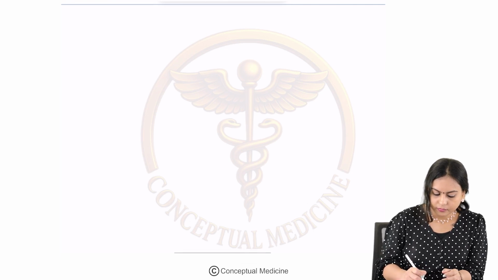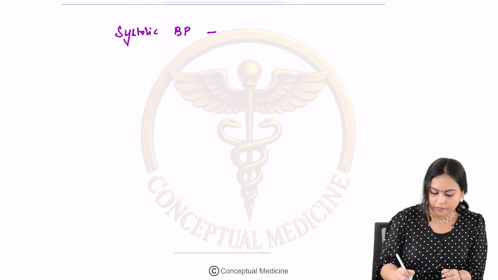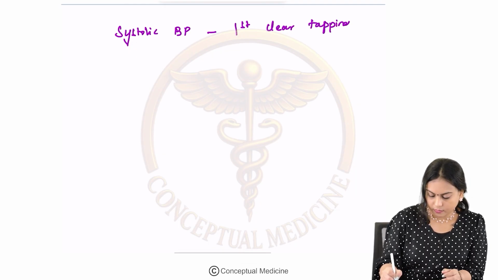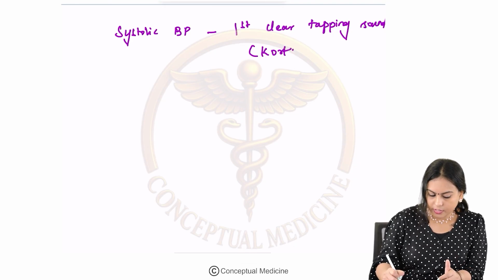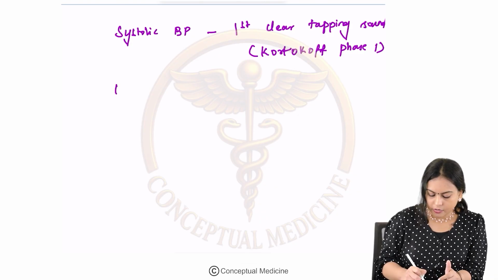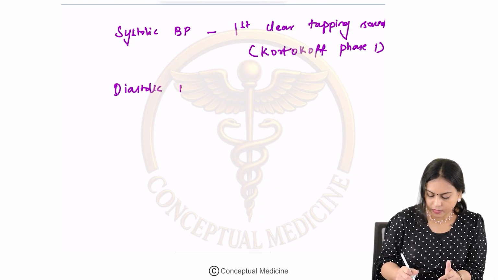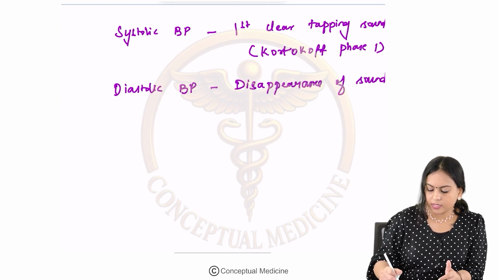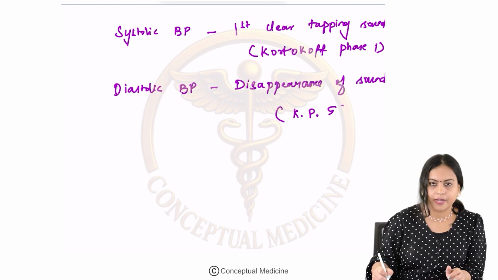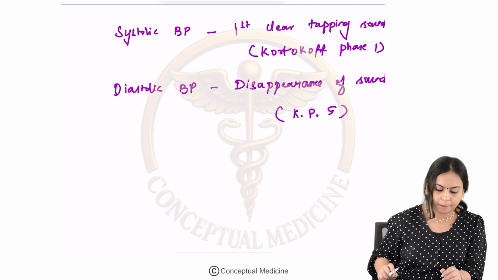You will record your systolic BP when you hear the first clear tapping sound, that is nothing but Korotkoff sound phase 1. And you will record your diastolic BP when there is disappearance of the tapping sounds, so this is Korotkoff sound phase 5.